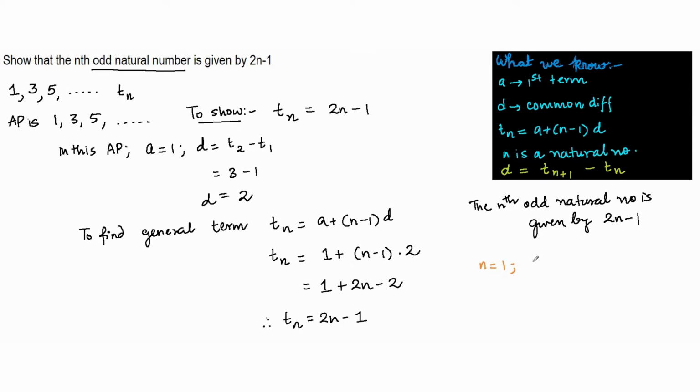Now just to show you how this works very well, suppose I take n equals 1, that is I am trying to find the first odd natural number, then T1 is going to be 2 times 1 minus 1, which equals 1. And that matches our understanding that the first odd natural number is 1. If I take n as 2, then T2 is going to be 2 times 2 minus 1, that's going to be 4 minus 1 is 3, and that again matches our understanding that the second odd natural number is 3, right? And hence this answer is right, because it is helping us find any odd natural number, and hence the nth odd natural number is 2n minus 1.